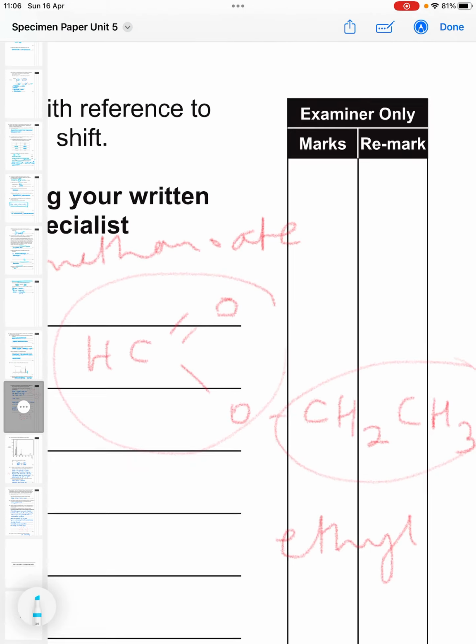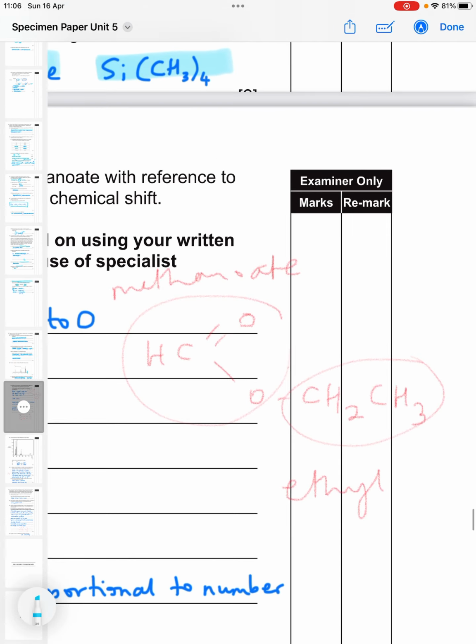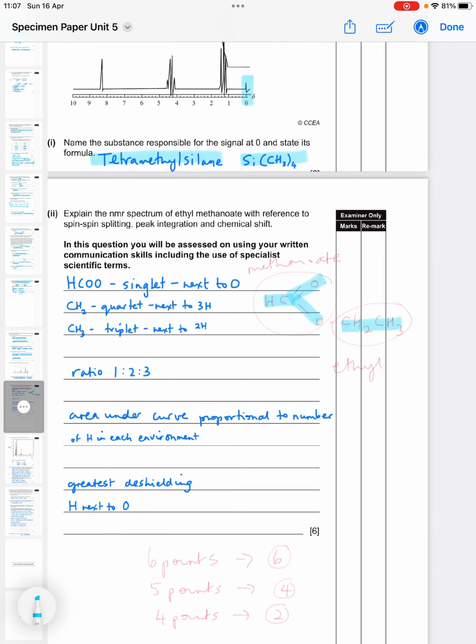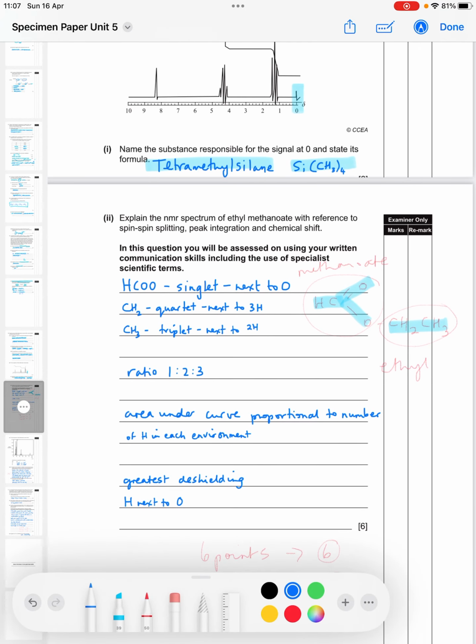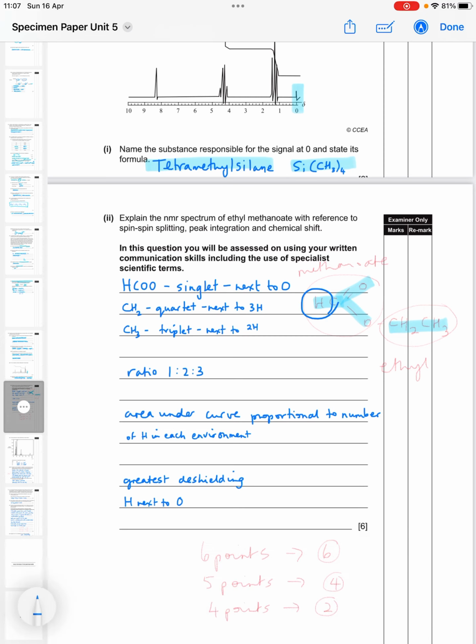So first thing I'm going to do is actually draw out the ethyl methanoate. So here we have, this is from the methanoic acid, and then this is from the ethanol. So you can see here there are different groups that we've got. So there are different hydrogens, different equivalent hydrogens.